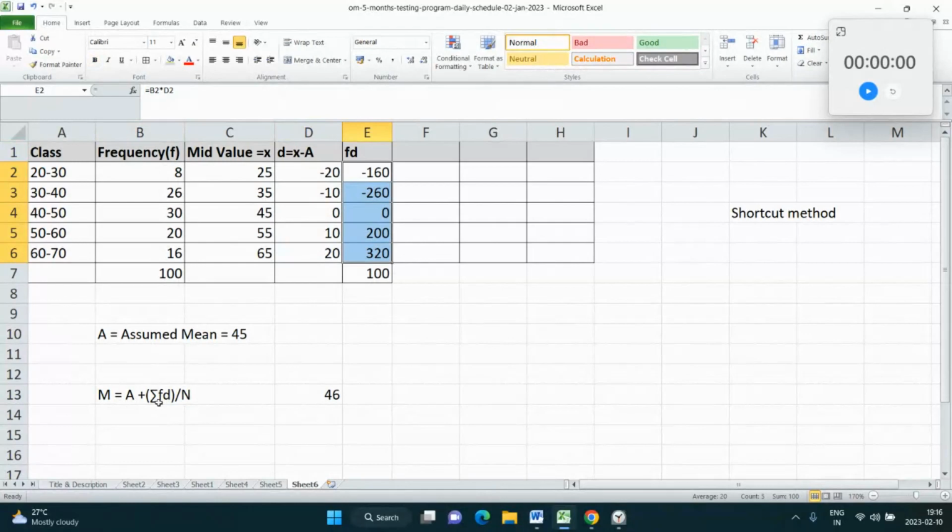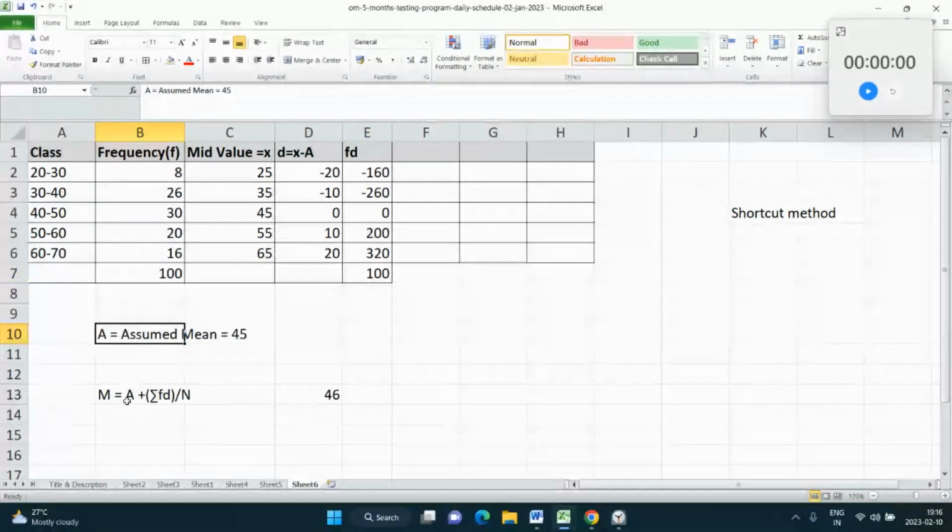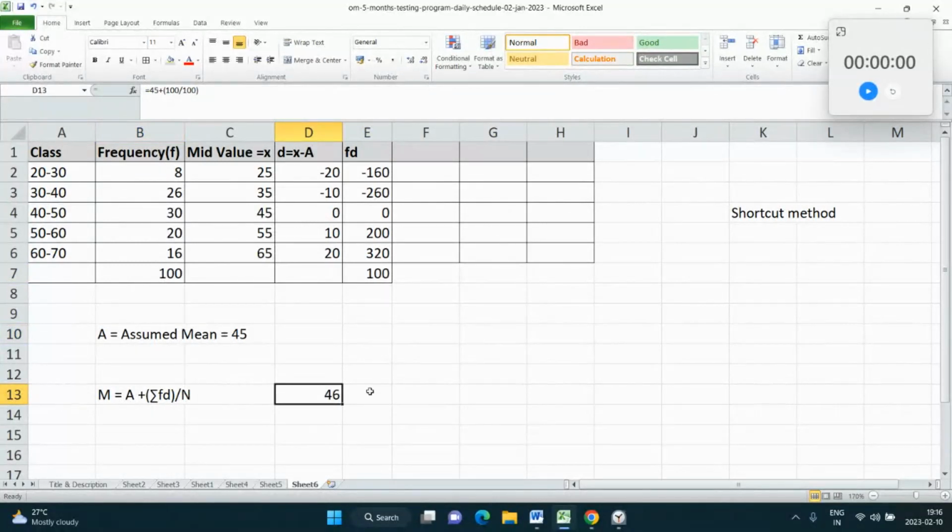What I want for this formula, when I sum it, it comes to 100. I apply the value of n is 100. The value of sigma fd is 100. The value of assumed mean a is 45. I am substituting that here to find out the mean value, which is 46.